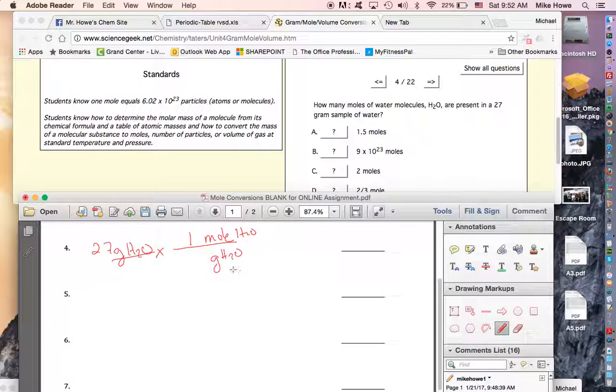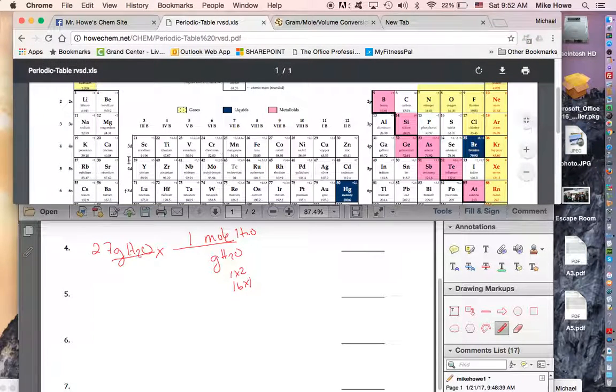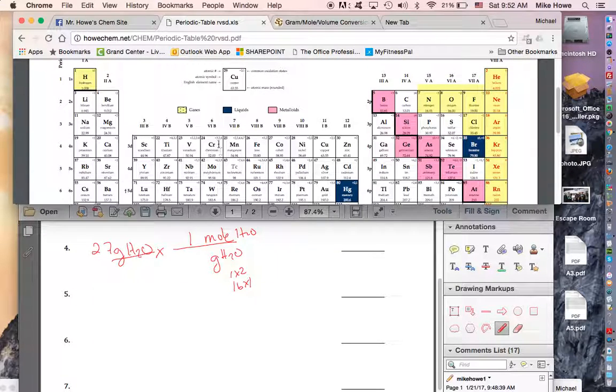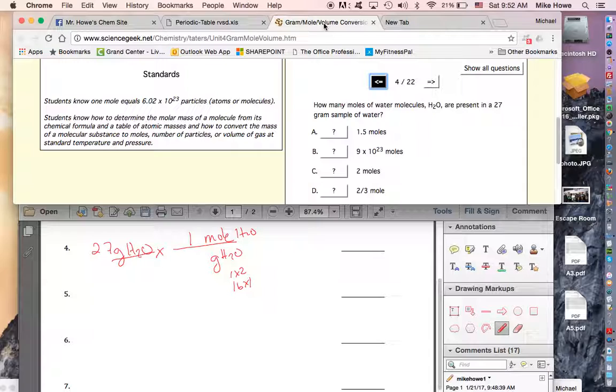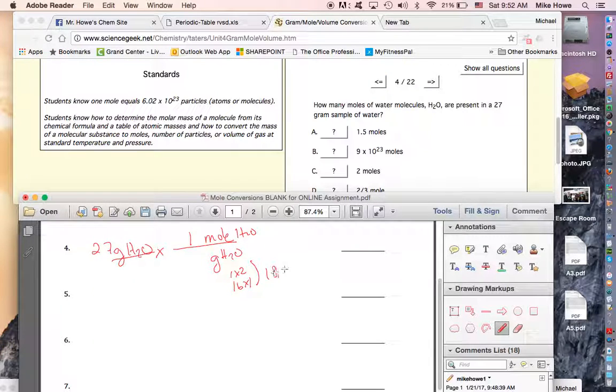The number of grams in water is 1 times 2, 16 times 1. 1 is the mass of hydrogen from the periodic table, and 16 is the mass of oxygen. So 16 times 1, and hydrogen is 1, 1 times 2. So 1 times 2 is 2, plus 16 gives us a total mass of 18. So 18 grams is 1 mole. Now this is once again over an imaginary 1, so you do the math. You have 27 and you have 18. 27 divided by 18 is 1.5.